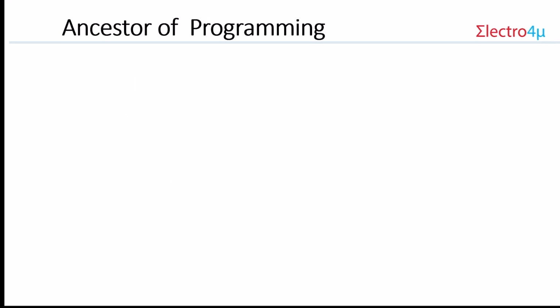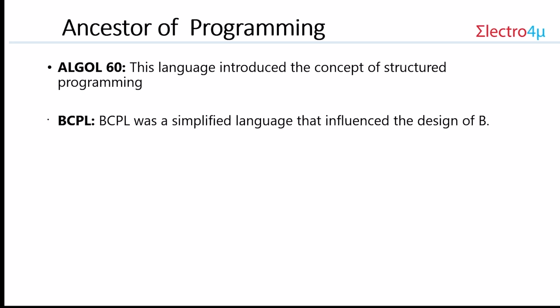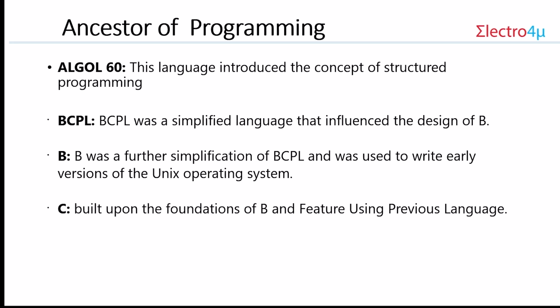Ancestors of C programming. ALGOL 60: this language introduced the concept of structured programming. BCPL: BCPL was a simplified language of CPL that influenced the design of B programming. B was a further simplification of BCPL and was used to write early versions of the Unix operating system. Finally, in the early 1970s, C programming was developed. C programming built upon the foundations of B and features from previous programming languages. At last, we can say now, the ancestors of C programming are BCPL and ALGOL 60.